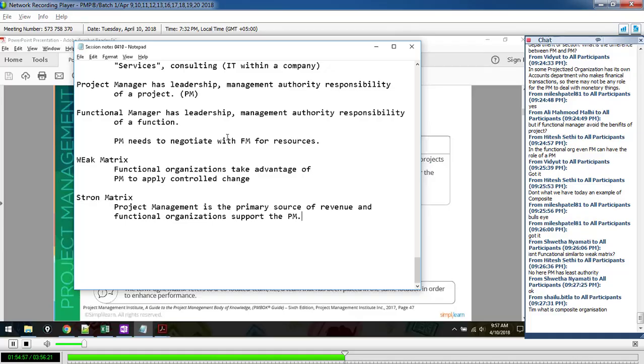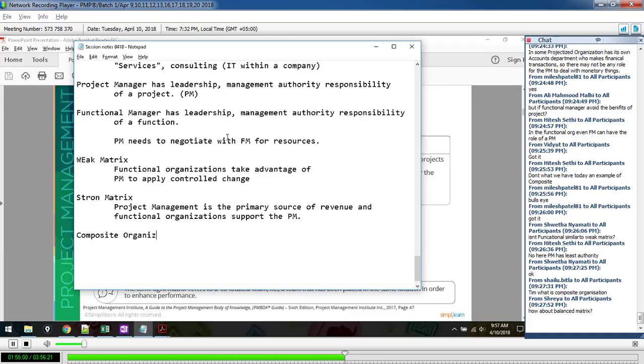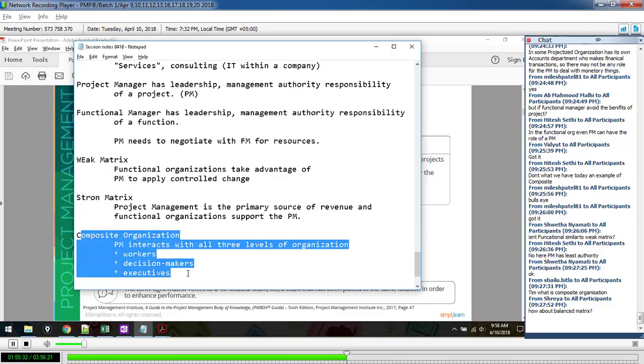Now, composite organization. We'll talk about balance later. I said that, Shreya, okay? We'll talk about that later. Composite organization, where the PM interacts with all three levels of organization: the workers, the decision makers, and the executives. Okay? That's what we call a composite. I was mostly in a composite organization. I had to work up and down the spectrum of hierarchy inside my company.